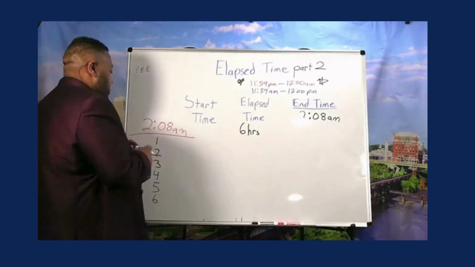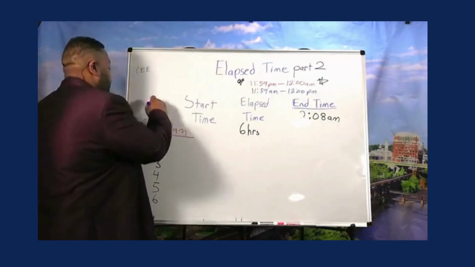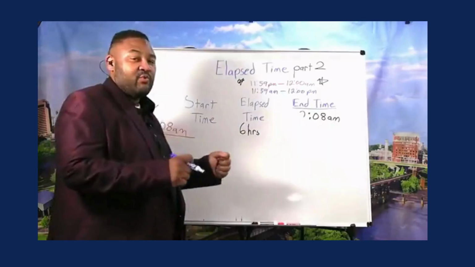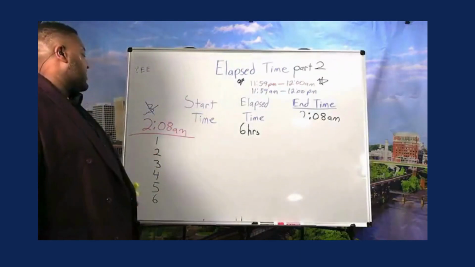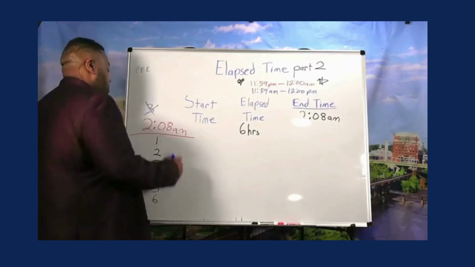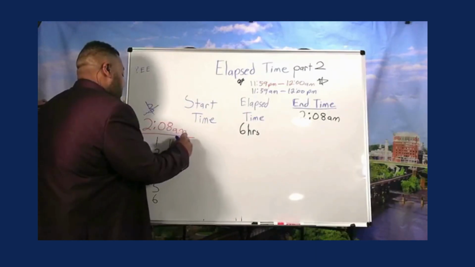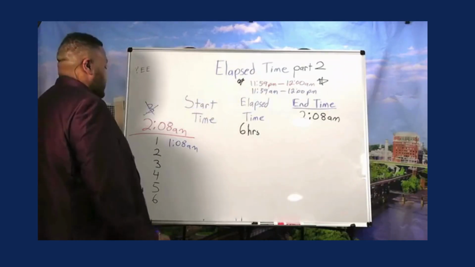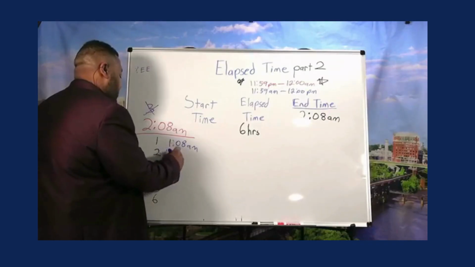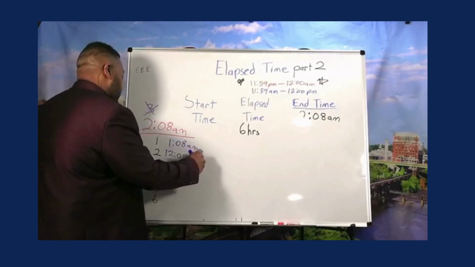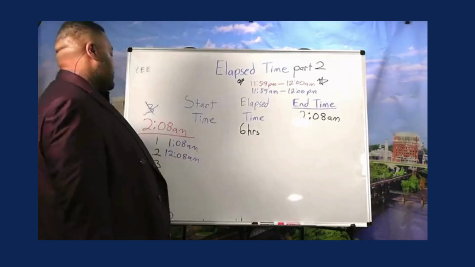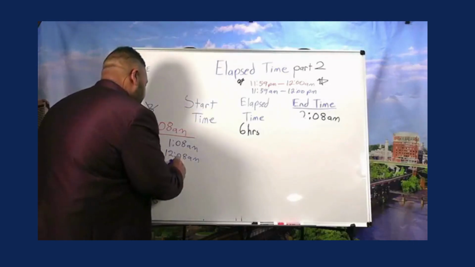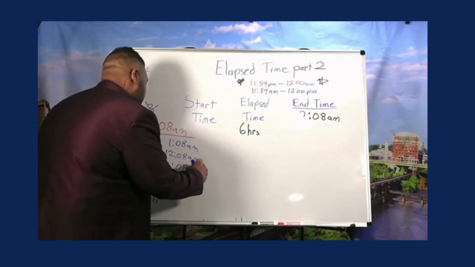So right now, we are not going forward. 2 to 3, that's wrong. Because we're going from an end time, and we want to go backwards to a start time. So what comes after 2? It'll be 1:08 a.m. What's next? What comes after 1? 12:08 a.m. What's next? 11:08 a.m.